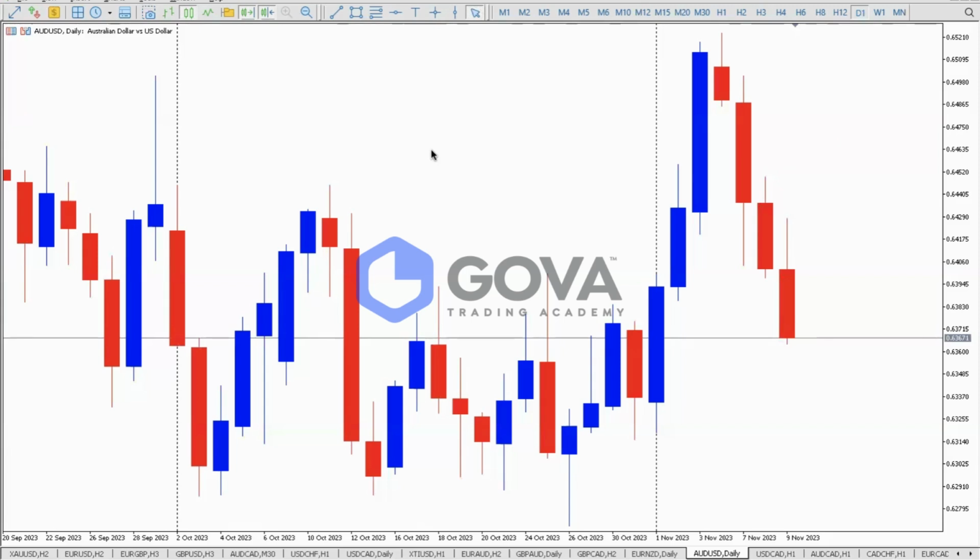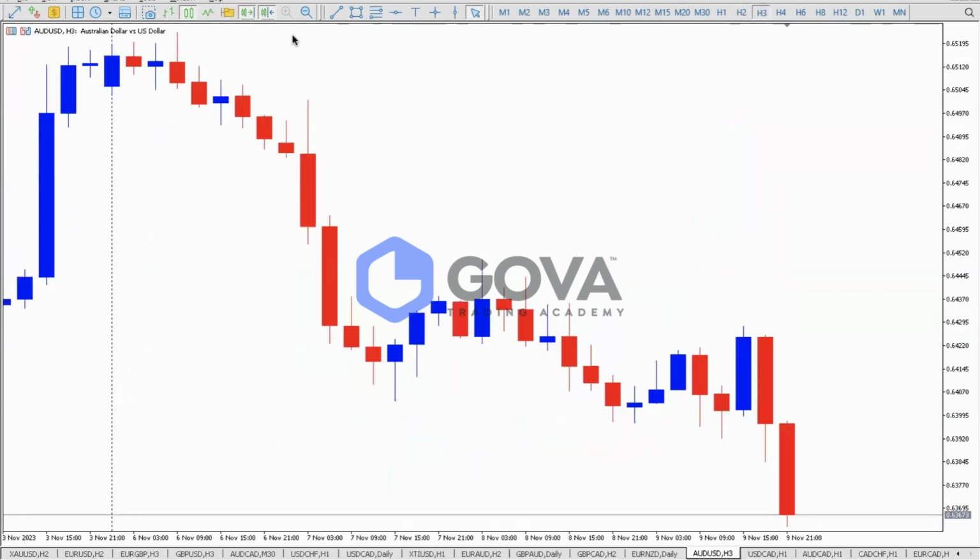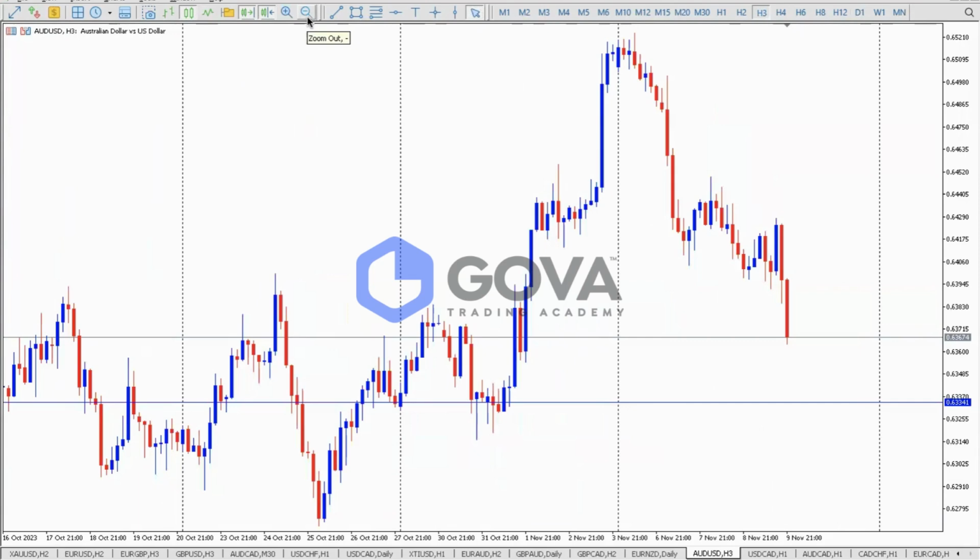Now, let us analyze this AUD-USD. The first thing we do in the professional course is to mark out the monthly equilibrium line, which is a blue line. The next thing we do, we switch to the H3 time frame to mark out our weekly equilibrium line.